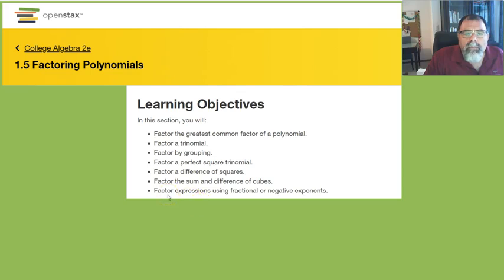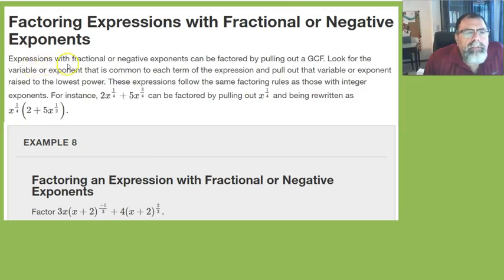And on to our last learning objective, factor expressions using fractional or negative exponents. Expressions with fractional or negative exponents can be factored by pulling out a GCF. Look for the variable or exponent that is common to each term in the expression and pull out that variable or exponent raised to the lowest power. So these expressions follow the same factoring rules as those with integer exponents.